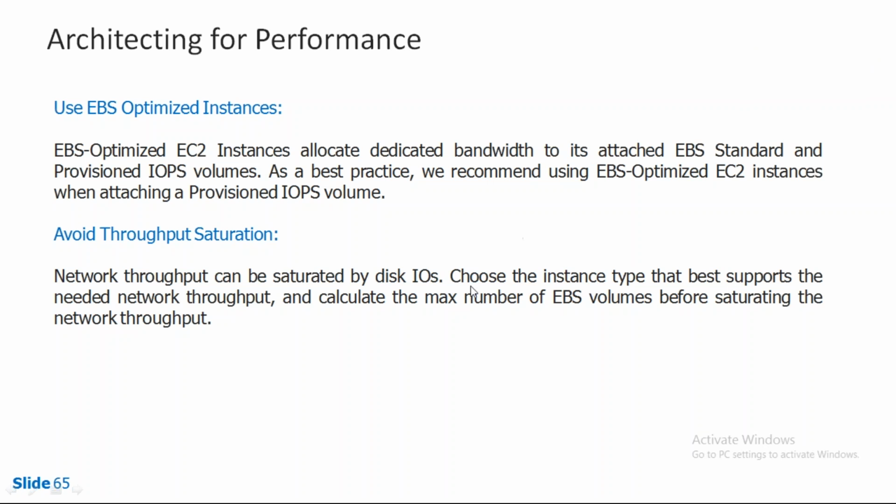So, excuse me. Then avoid throughput saturation. Network throughput can be saturated by disk IOs. Choose the instance type that best supports the needed network throughput and calculate the max number of EBS volumes before saturating the network throughput. So for avoiding throughput saturation, we have to go with instance type, and for optimized instances, we go with EBS optimized EC2 instances. So this is what they do, different things.